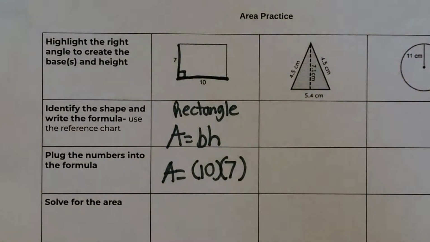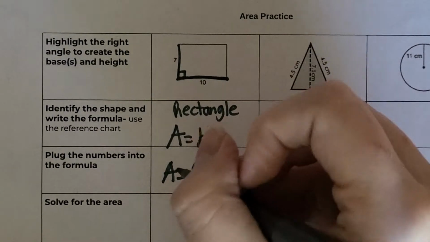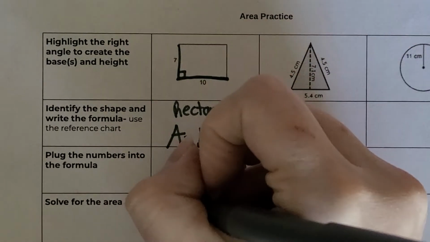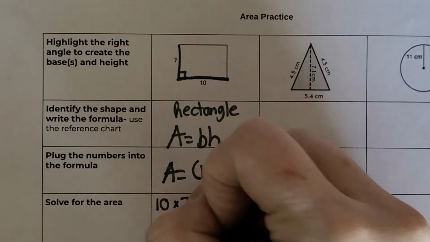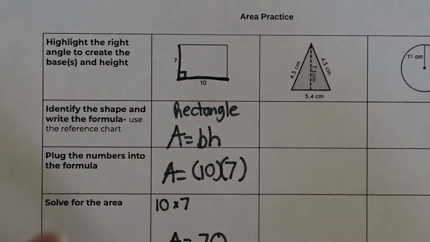Okay, and we're going to talk about that more when we get into 3D figures. All right, so when you solve it, you should have done 10 times 7, and the area should have equaled 70. All right, moving on.